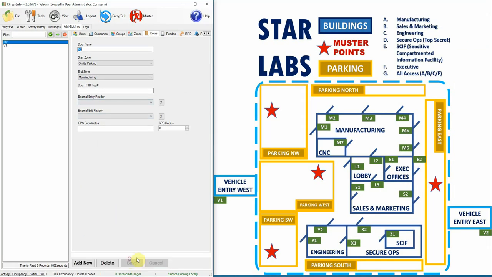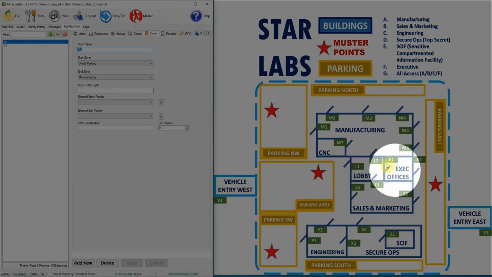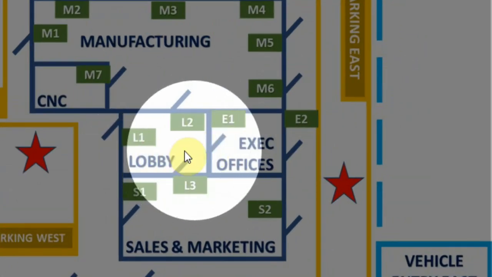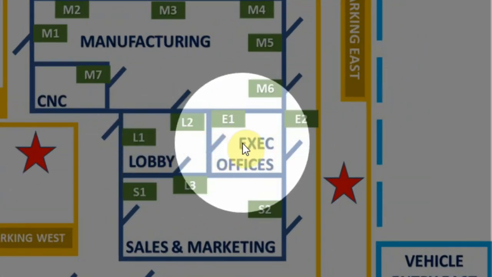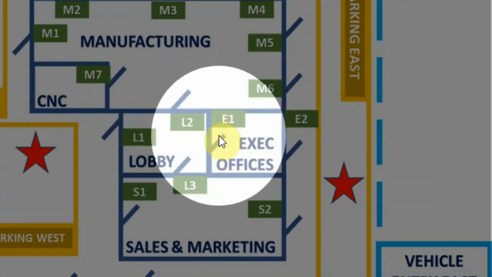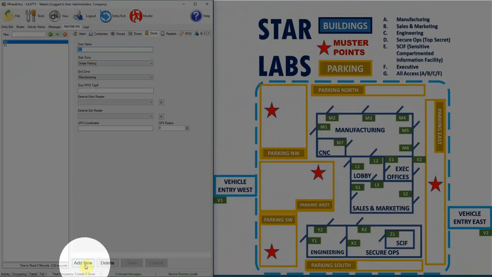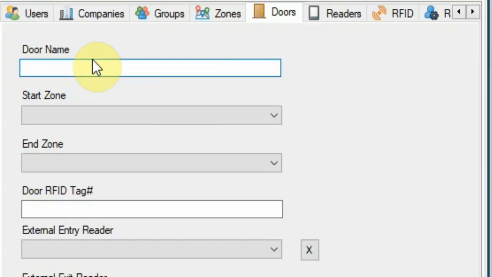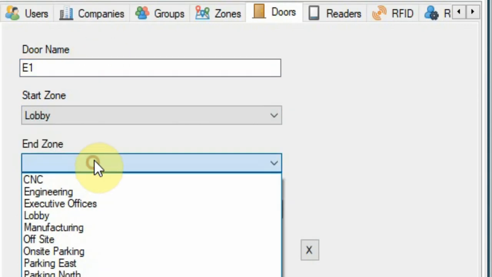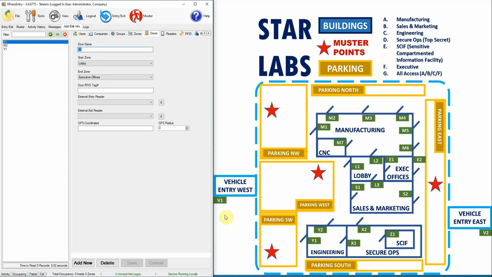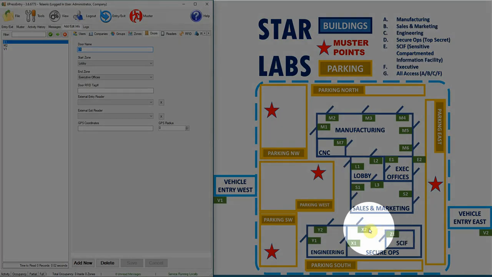Hit save. Now we have another door here that goes from the lobby into the executive office, and that is E1. Let's create that one. That is from one zone to another zone within the building. So it's going from the lobby to the executive offices. So it's really about creating the doors based on what they are within your facility.